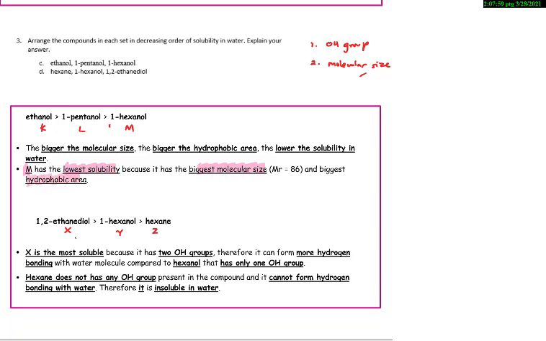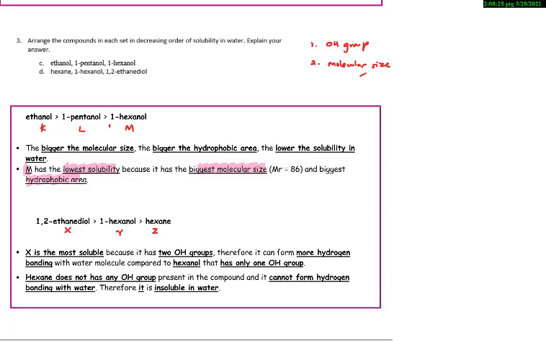Second part of the question, we have 1,2-ethane diol, 1-hexanol, and hexane. Okay, so in this example, we are using the factor of the presence of OH group. Okay, as you can see, 1,2-ethane diol has 2 OH groups, so it can form more hydrogen bonding with water. 1-hexanol has 1 OH group, and hexane has no OH group, so it cannot form hydrogen bonding. So here is the explanation.